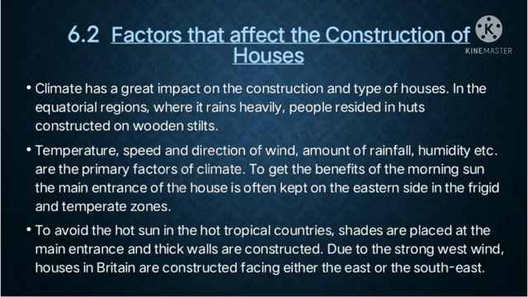To get the benefits of the morning sun, the main entrance of the house is often kept on the eastern side in the frigid and temperate zones. To avoid the hot sun in the hot tropical countries, shades are placed at the main entrance and thick walls are constructed. Due to strong west wind, houses in Britain are constructed facing either the east or the southeast.